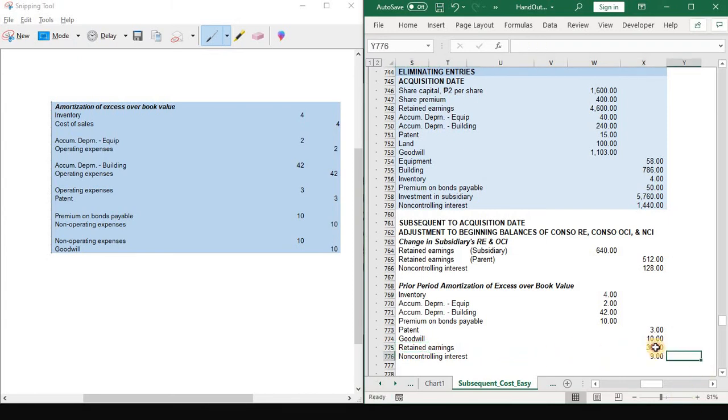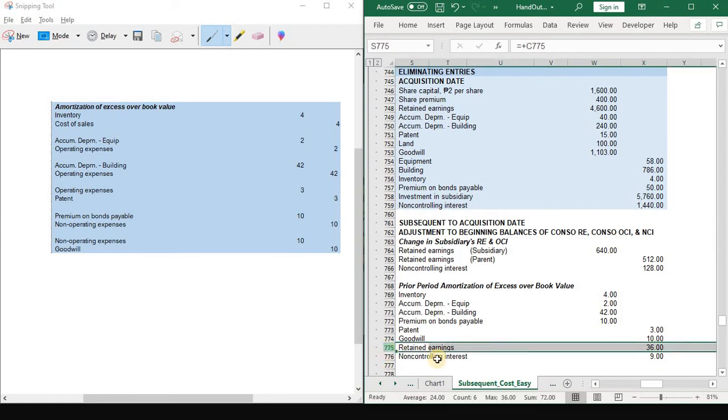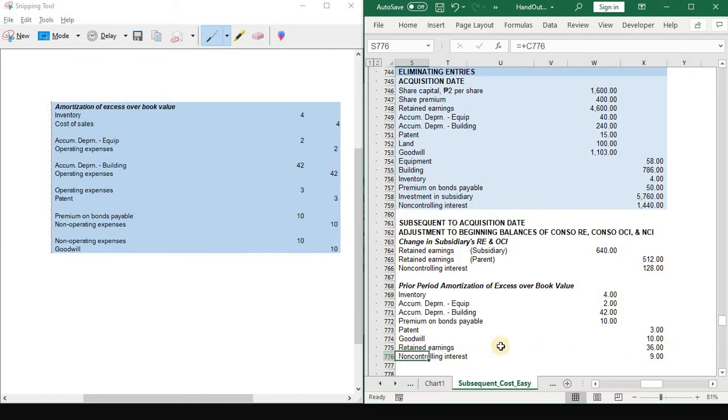So this is the retained earnings pertaining to the controlling interest. So this is credited because the 45 peso net effect of amortization in the prior year is an increase. And the non-controlling interest is also credited for 9 pesos because increasing non-controlling interest is a credit to NCI.